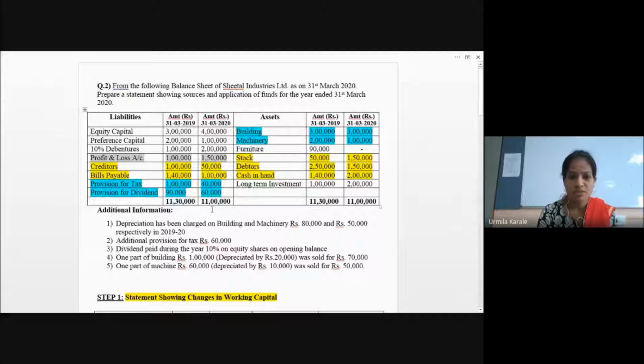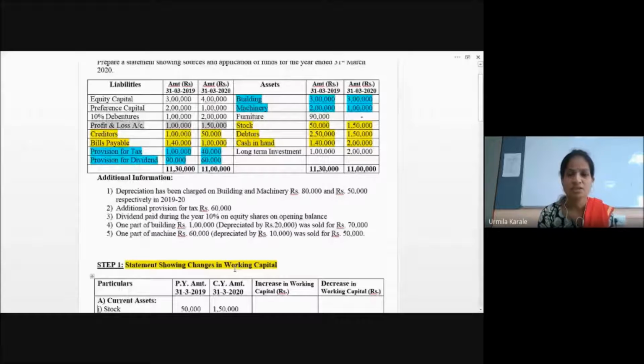So for the first step, that is the step that shows working capital changes, we need to identify current assets and current liabilities. So what we are going to do? If you check this side, we have to identify the current assets. These three are the current assets. On this side, these four are the current liabilities and provisions actually, but just as we have discussed, for provision of tax and provision for dividend, if it is given in the sum, we'll create separate accounts. We are not going to consider them in step number 1.